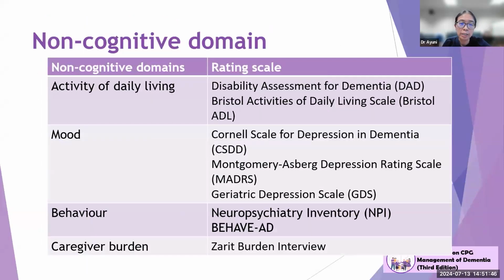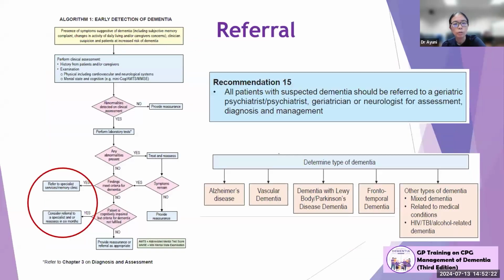Okay, non-cognitive assessment tools. Actually, there are a lot also, so we also list them down. If you have no time to do them, it is okay. Just to let you know, if you refer to specialist clinics, psychiatrist clinic, memory clinic, geriatric clinics, they will do all these assessments. For ADL, we have the DAD and Bristol. For mood, we have CSDD, MADRS, and also GDS. For behavior, we have the Neuropsychiatric Inventory and BEHAVE-AD. We also need to assess the caregiver burden, so we have the Zarit Burden Interview.